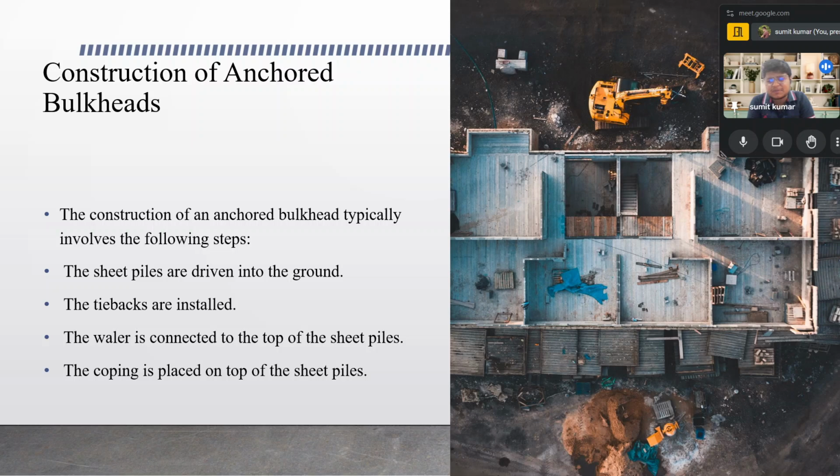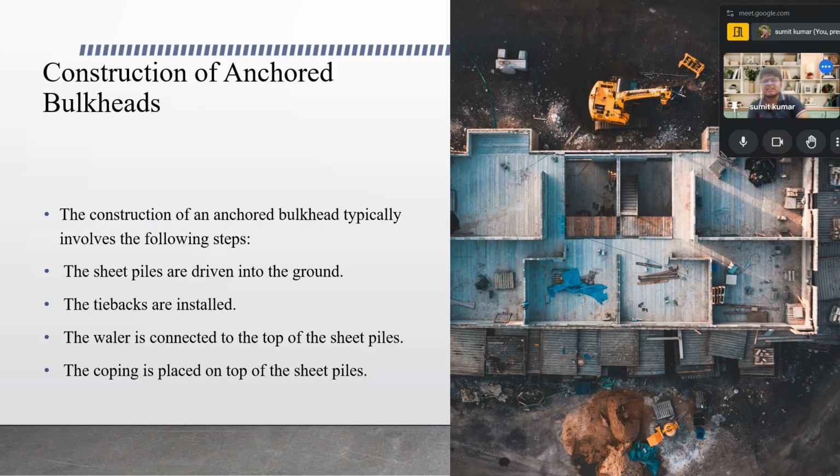So the construction of the anchor bulkhead typically involves the following steps. And what are those steps? Those steps are that the sheet piles are driven into the ground, then the tiebacks are installed. Afterwards, the waler, which we discussed, is the beam which connects the top of the sheet piles, is connected to the top of the sheet piles, and afterwards the coping is placed on the top of the sheet piles.